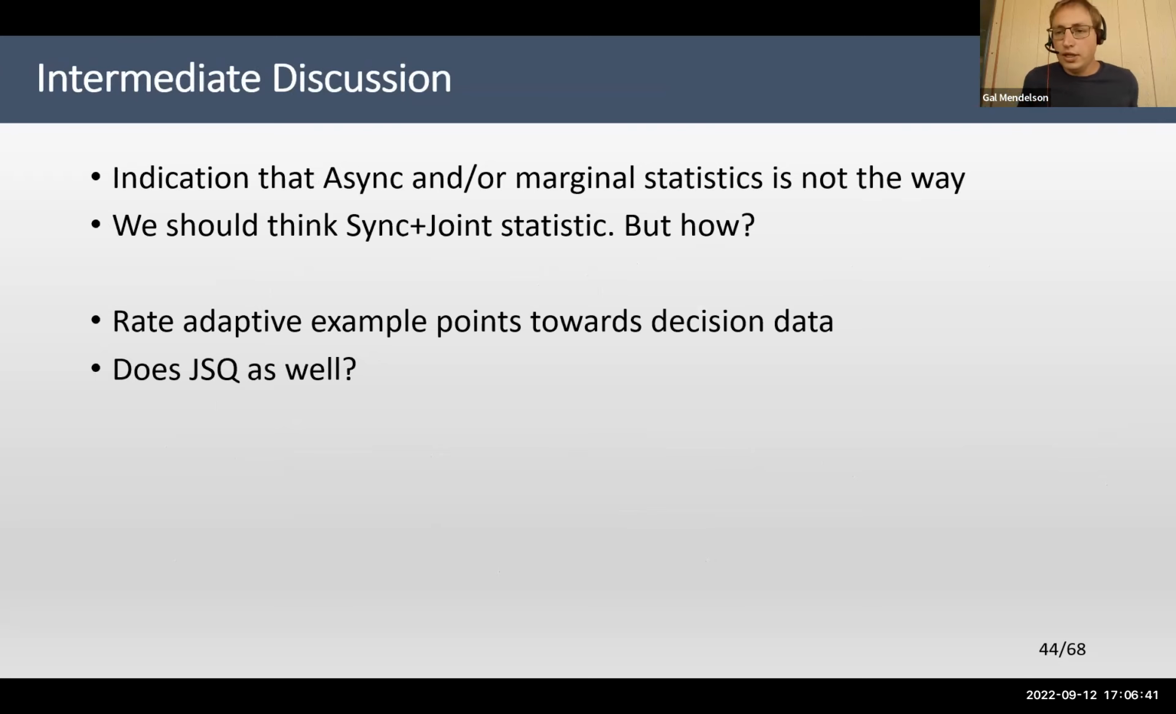All right, so intermediate discussion. We've seen that looking at marginal statistics, summarizing over each server separately, and doing unsynchronized sampling is not really the way in the presence of adaptive control. At least we think the evidence suggests that. We should probably think synchronized plus joint, but how? I already gave away the answer: decision data. And the rate adaptive example, the toy example that we have, pointed towards decision data. Does JSQ work as well? This is a question I want to answer now.